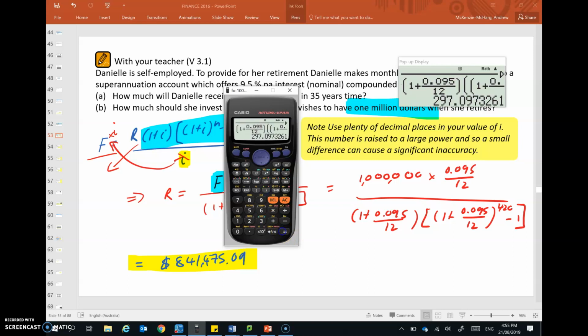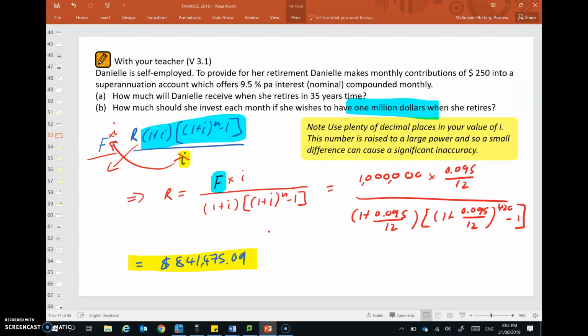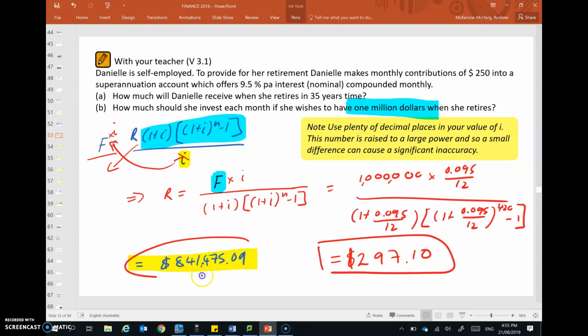And the calculator is telling me that Danielle will have to up that payment to $297.10. If we round that one properly, it's to the nearest cent, it's 10 cents. So $297.10. Up from $250 to $297.10 to go from this amount to $1 million.